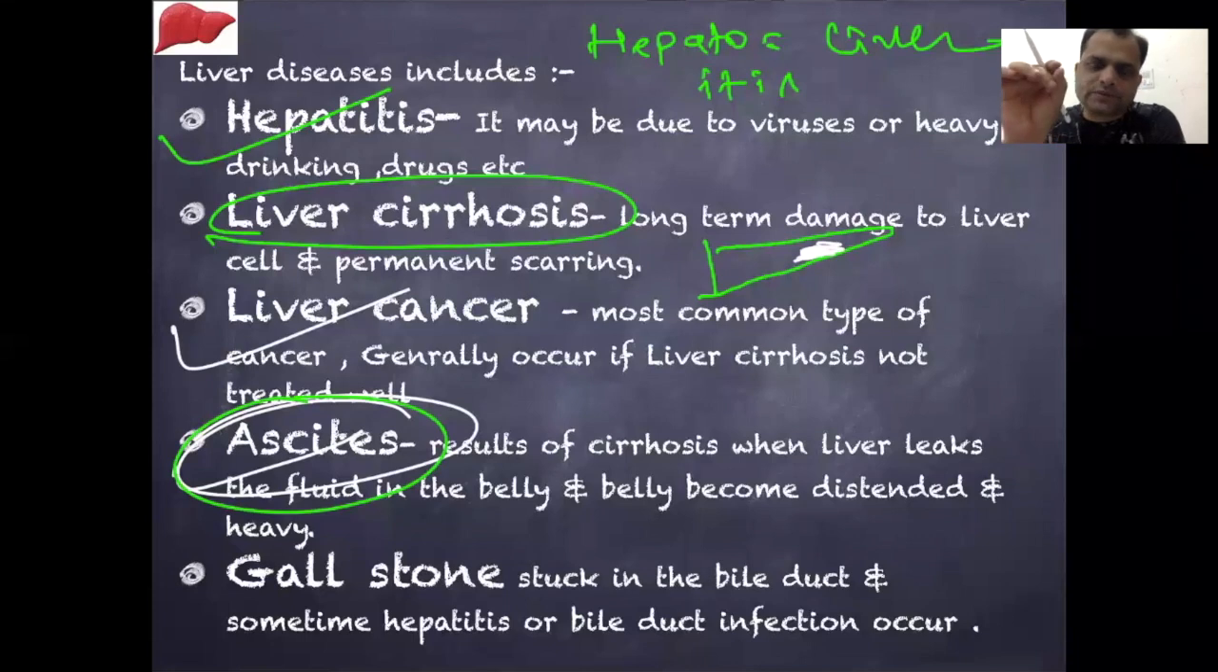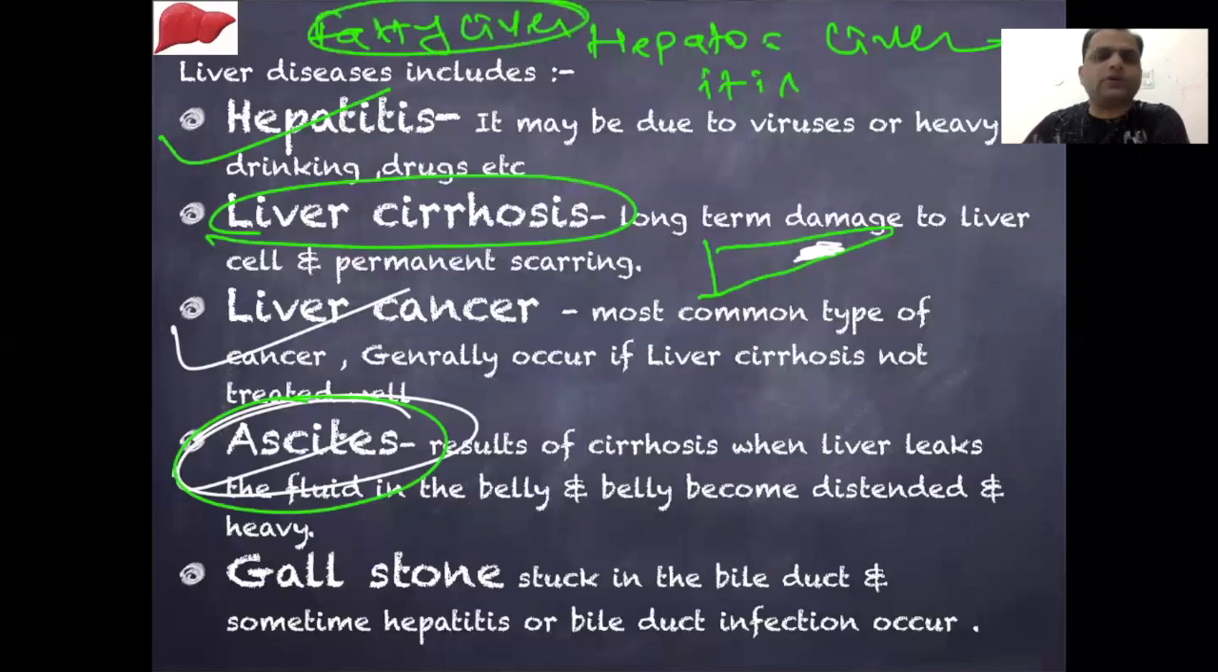And many times, if a gallbladder stone is stuck in the pipe, the bile duct, that also creates hepatitis. So there may be many causes. In this way, there are very common diseases: hepatitis, cirrhosis of the liver, and liver cancer. Right now, a big population is suffering from these problems. And a more common problem is fatty liver.